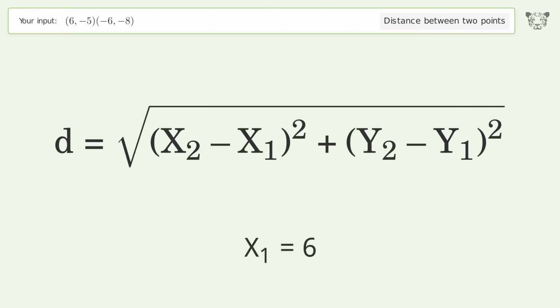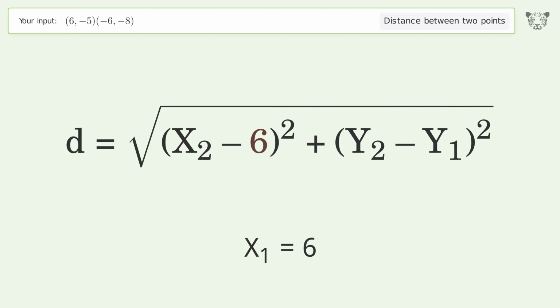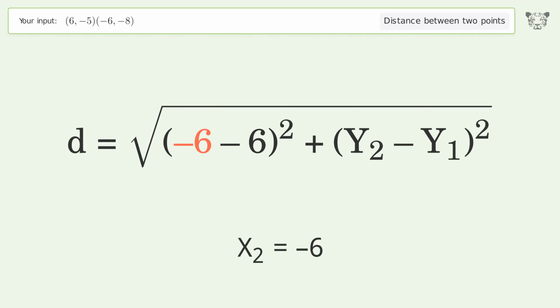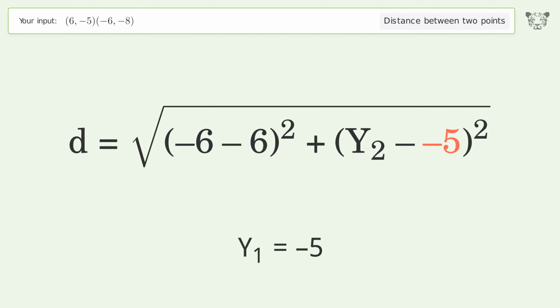x1 equals 6. x2 equals -6. y1 equals -5. y2 equals -8.